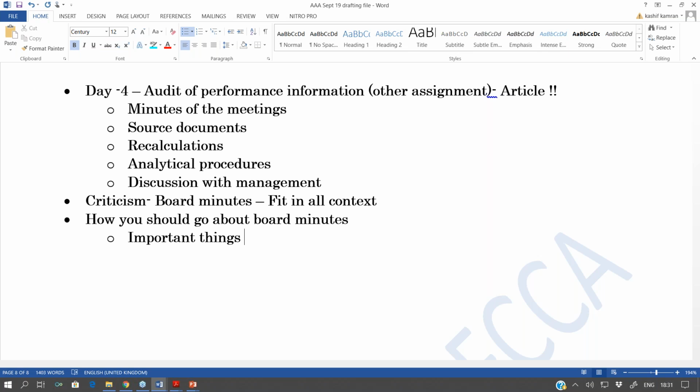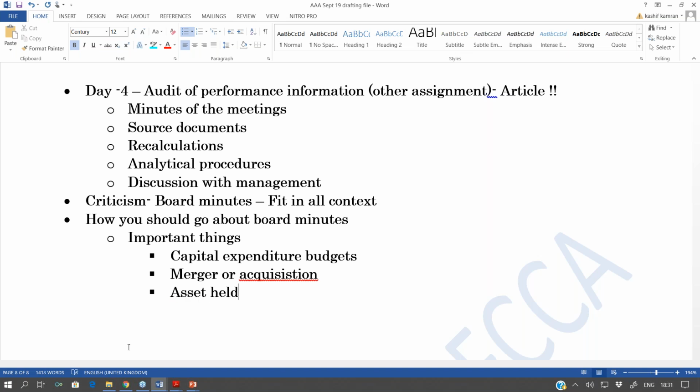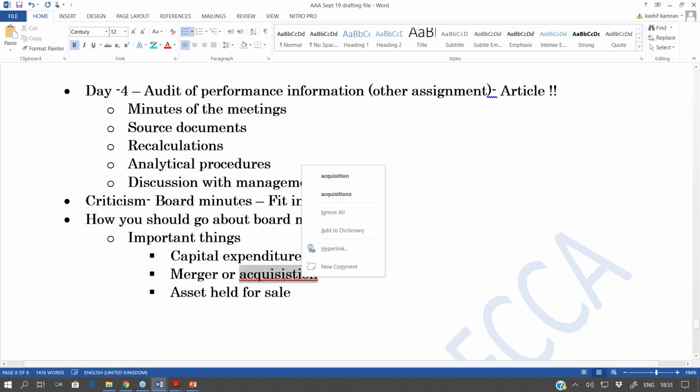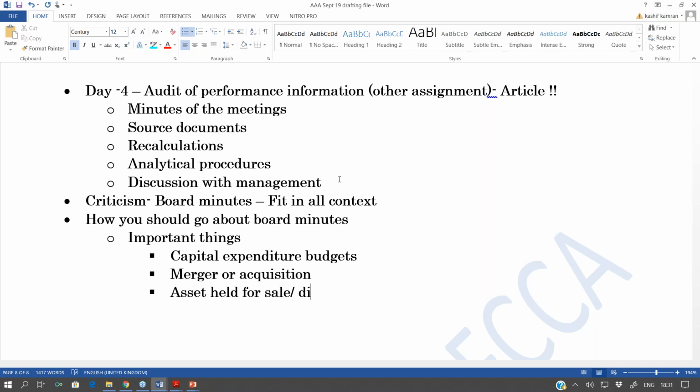Important things, right? Important things like, number one, the capital expenditure budget. They approve the capital expenditure budgets, mergers or acquisitions, assets held for sale, a disposal. So the management tries to assure important things from the board minutes.